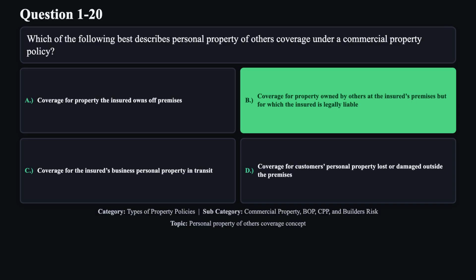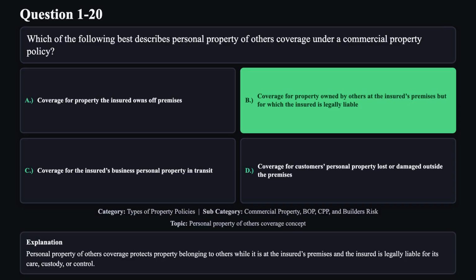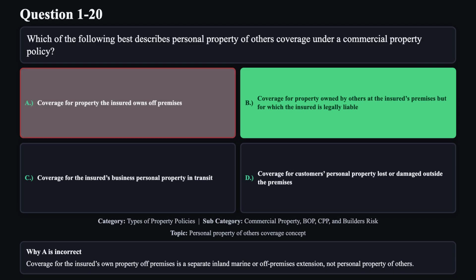The correct answer is B. Personal property of others coverage protects property belonging to others while it is at the insured's premises, and the insured is legally liable for its care, custody, or control. Reason A is not correct. Coverage for the insured's own property off-premises is a separate inland marine or off-premises extension, not personal property of others.